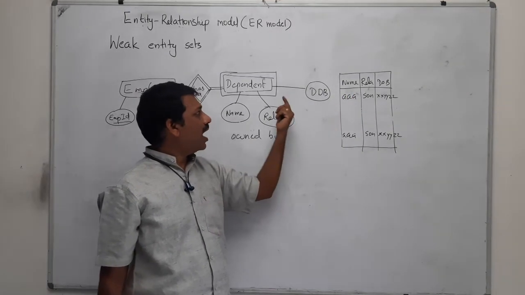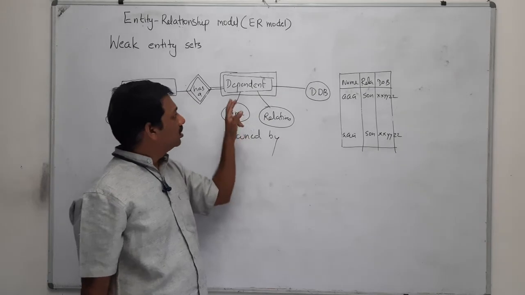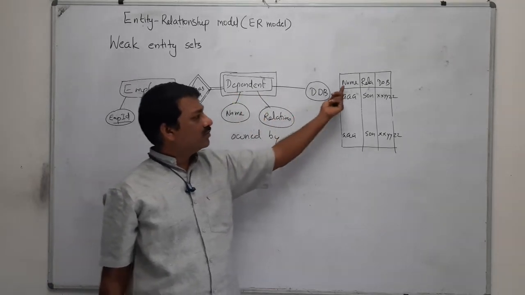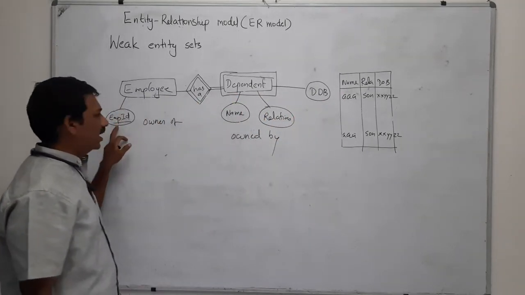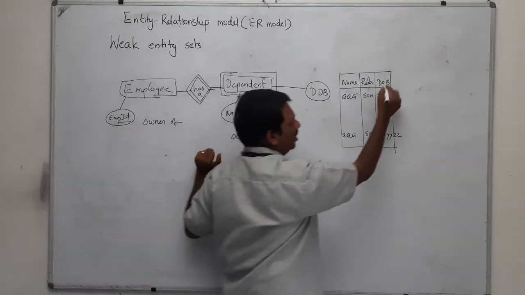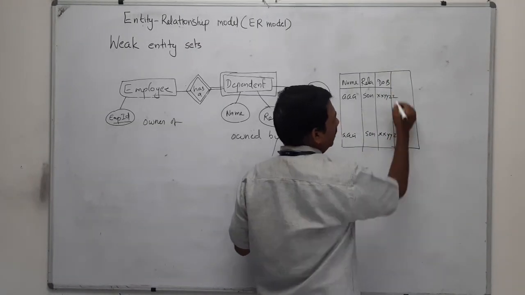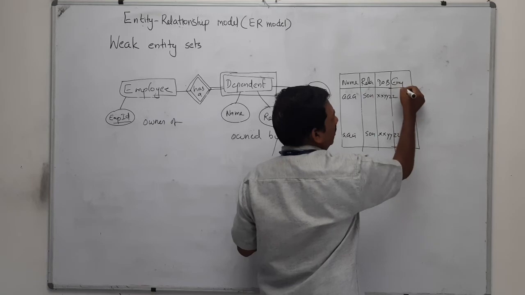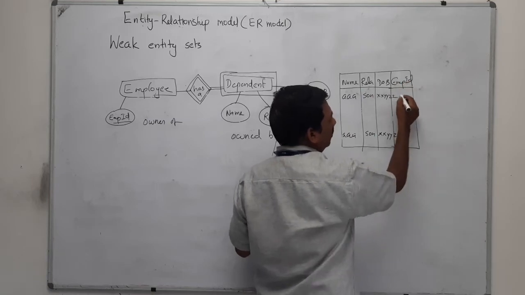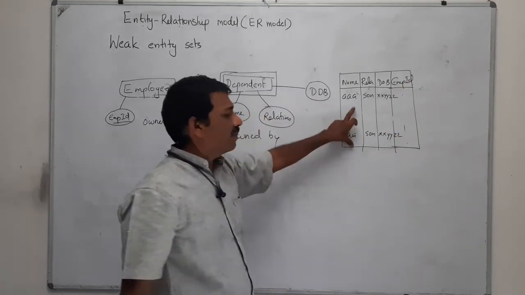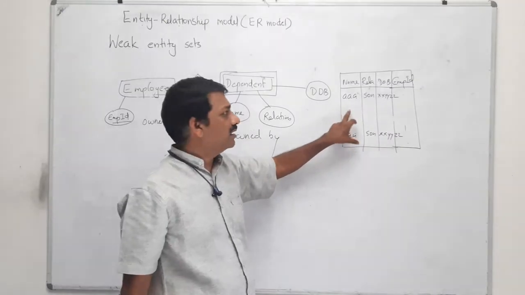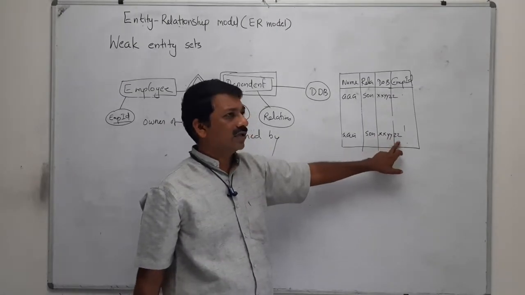you have to add one more attribute here, which is employee ID here also. Suppose that if you are going to add employee ID also here, what will happen? This will become a strong entity set. That means in that case a primary key is there.